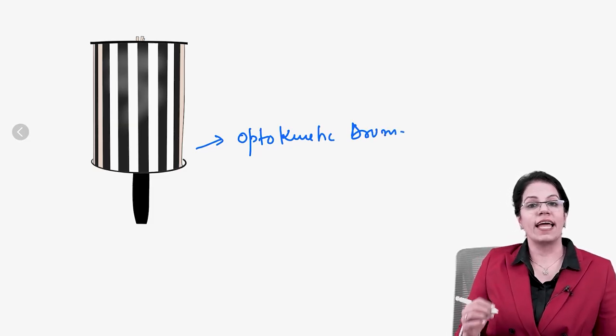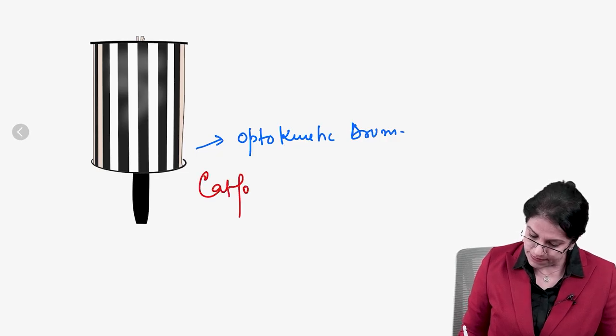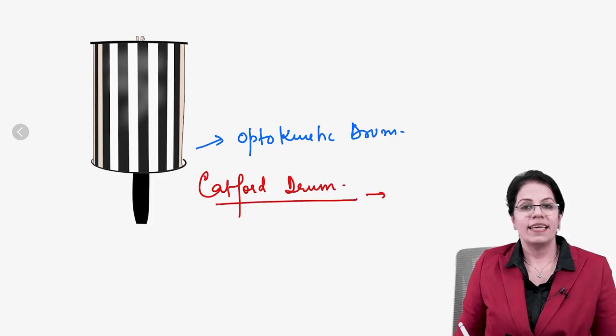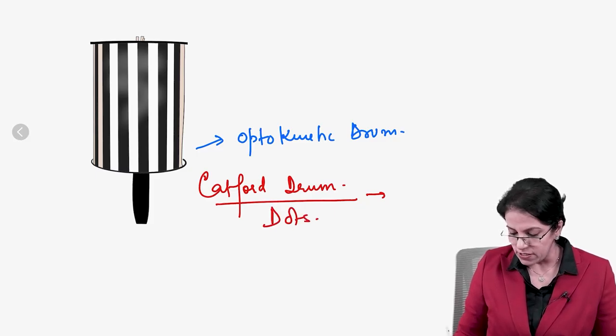There's another term. What is Cadford drum? Cadford drum is also based on the same principle. Instead of the lines, there are dots. Okay? Dots, not lines. This is called Cadford drum.